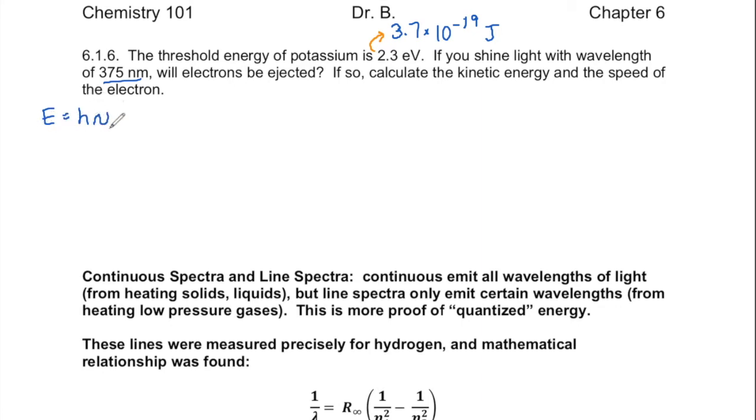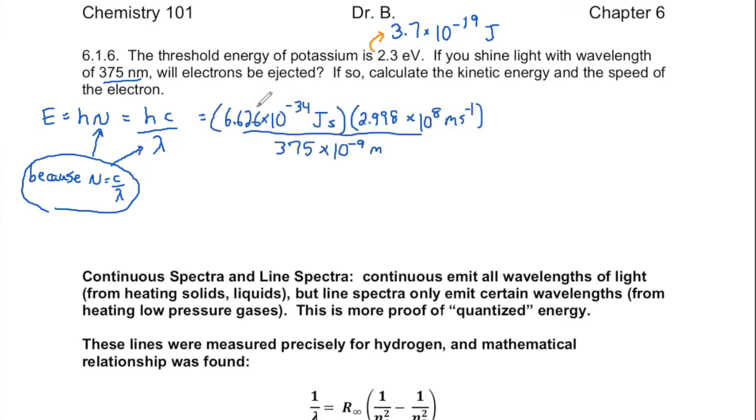So similar to before, we're going to use this energy equation, Planck's constant times the frequency. The frequency is the speed of light over the wavelength. So this equation becomes this formula here. Again, that's because the frequency is the speed of light over the wavelength, so we can replace that with that.